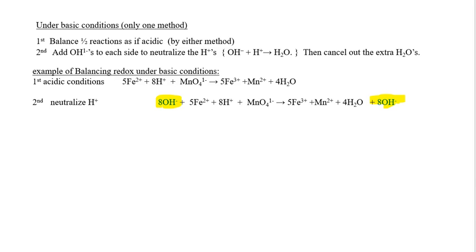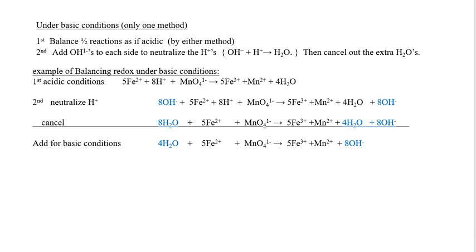Okay? But now you got to realize, okay, I got that. Well, these guys are going to combine to make water, and that'll make 8 water. Okay? So we have 8 water on this side, 4 waters on that side. We'll cancel out 4 of the waters. Okay? That's going to become 4. That'll become none. And we'll have our final equation.